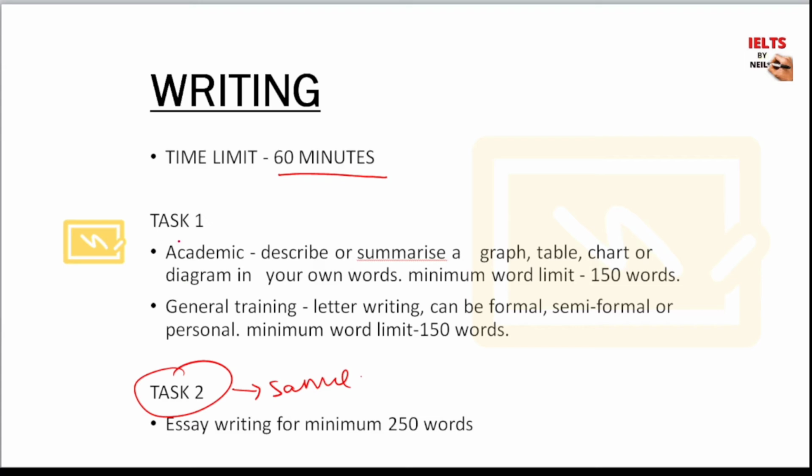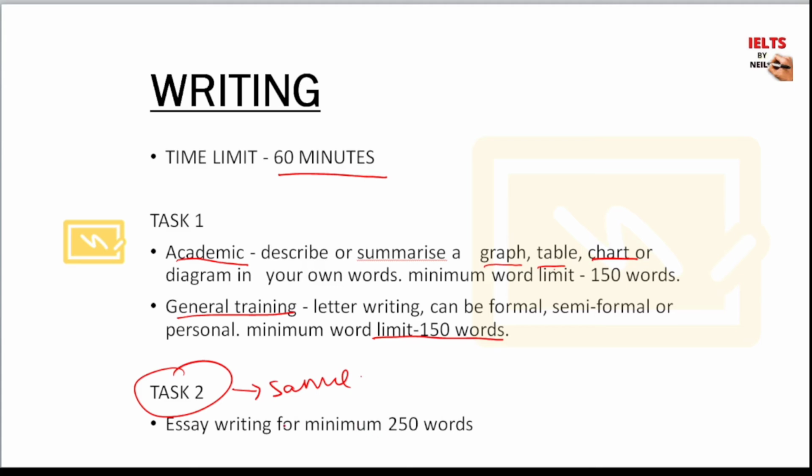In task 1 for academic, you will be required to write a report describing the graph, table, pie chart, diagram, anything. You will need to write a minimum of 150 words explaining those diagrams or the graph. Diagrams can be anything: graph, table, bar graph, line graph, flow chart. It can be anything. And for task 1 in general training, that is pretty simple. You just get a letter writing. A letter can be formal, can be informal, can be semi-formal. Again, you have to write 150 words.